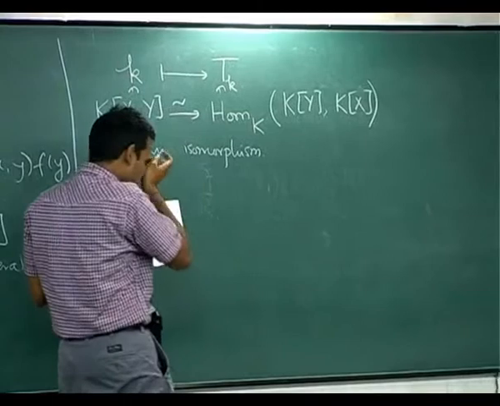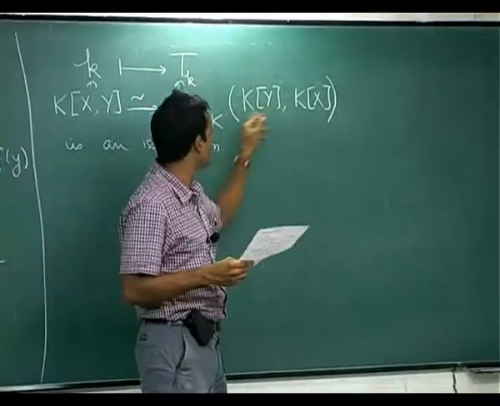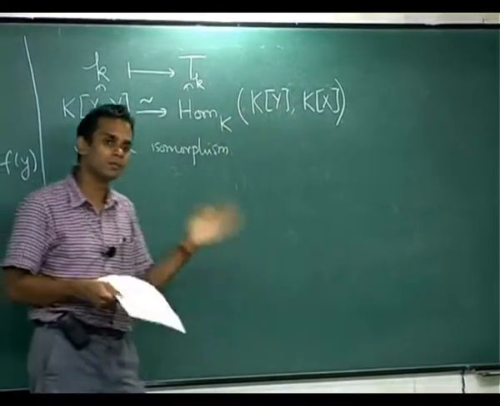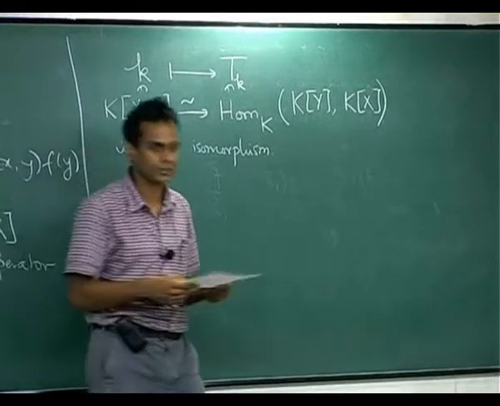Now the question is, we know which linear maps we are interested in. We are interested in intertwiners. So then the question becomes, what are the kernels that the intertwiners come from? That's the question.